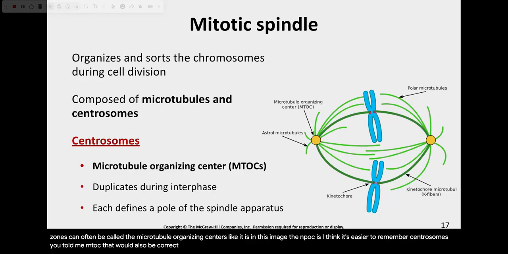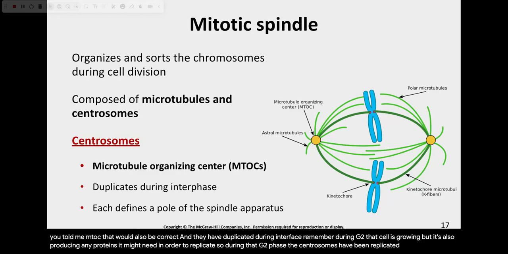Now the centrosomes are protein complexes, and they have duplicated during interphase. So remember during G2, that cell is growing, but it's also producing any proteins it might need in order to replicate. So during that G2 phase, these centrosomes have been replicated so that there are 2.